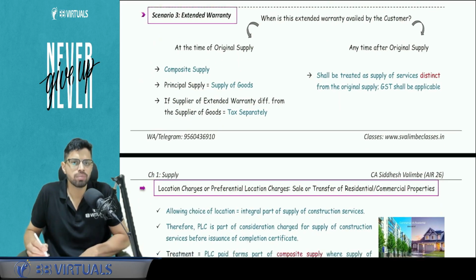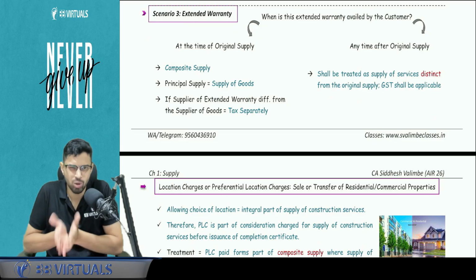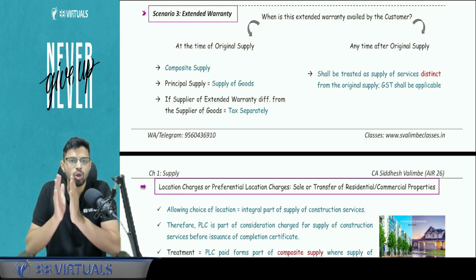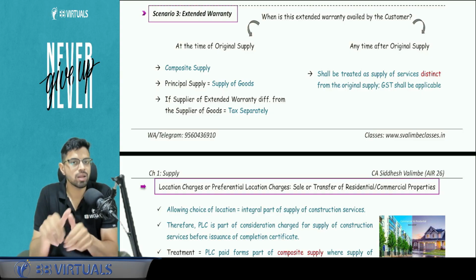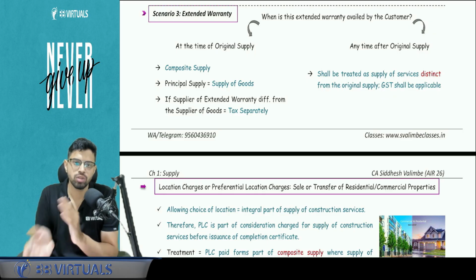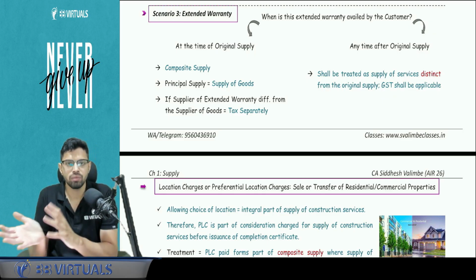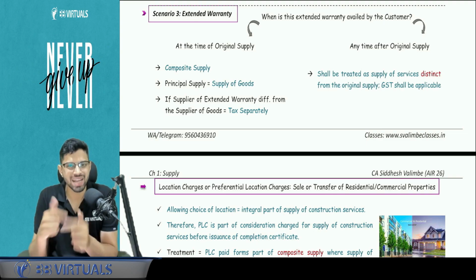Extended warranty, scenario number 3. What about extended warranty? Now understand the concept of composite supply and mixed supply that you already know. I'm briefly revising. Composite supply means there is a bundle of taxable goods and taxable services, but that bundle is in the ordinary course of business. So that is a natural bundle. For example, a laptop bought with a laptop bag, right? Hotel with a breakfast service, air travel with food. So these are natural bundles.